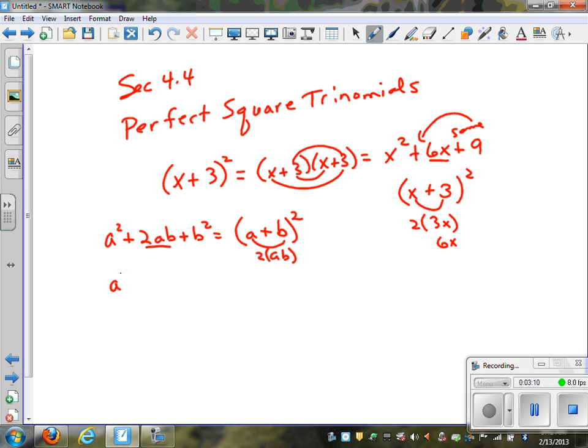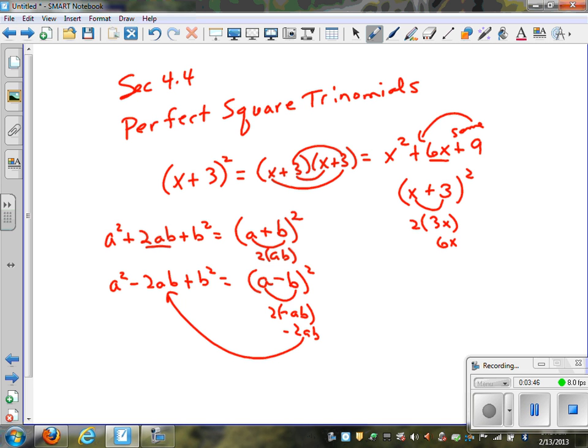So what would be different is the minus here. It's still a, you're still squaring a, you're still squaring b, only signs are the same, they're both minus. If you multiply those together, you're going to get a negative ab. Double that, and you get negative 2ab, which is the middle term. Okay, so let's try some examples.